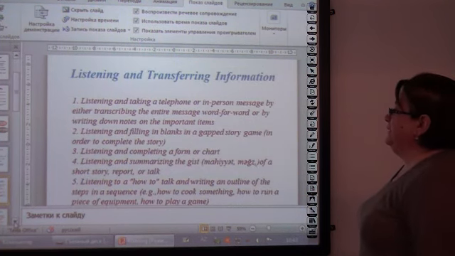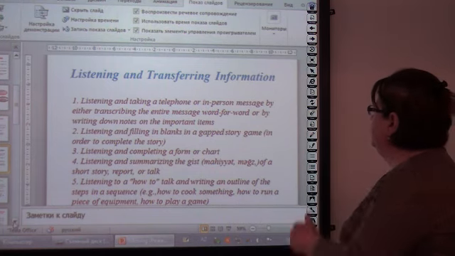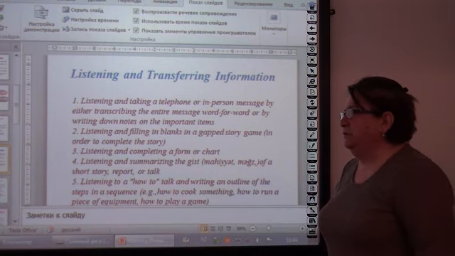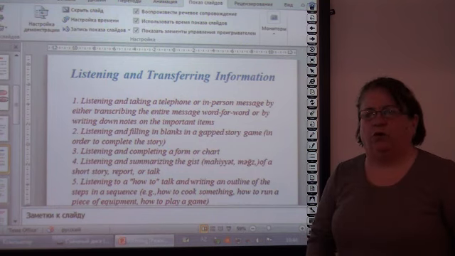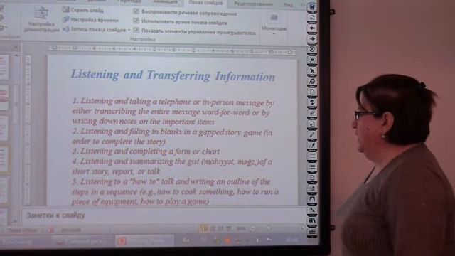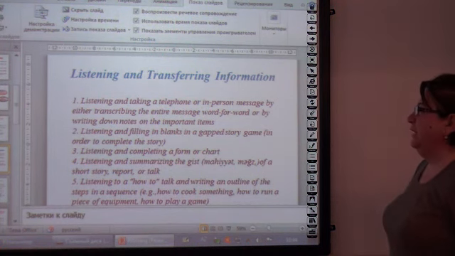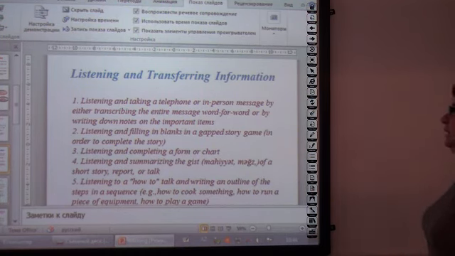The second is listening and transferring information. What does it mean? Students listen to the text. They should be able to transfer what they have heard. And for this, there are 5 points of listening and transferring information. Listening and taking a telephone or in-person message by either transcribing the entire message word by word or writing down notes on the important items.